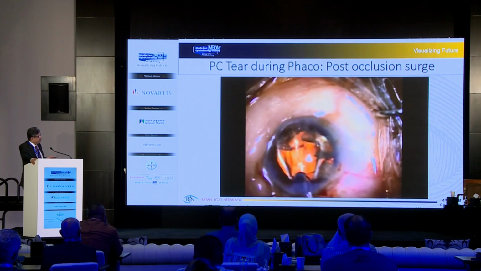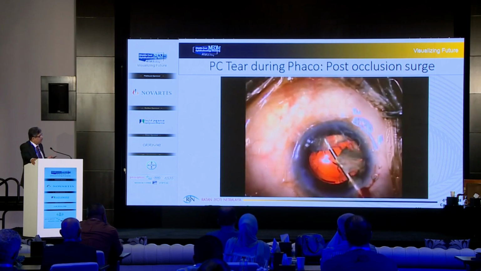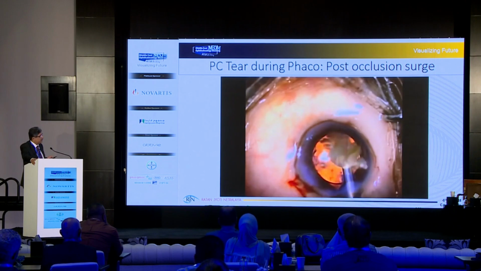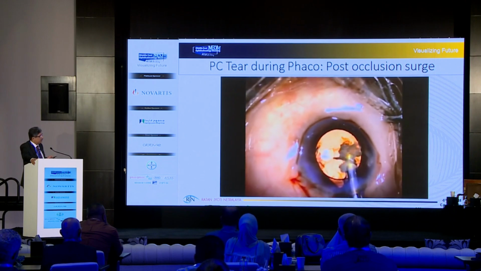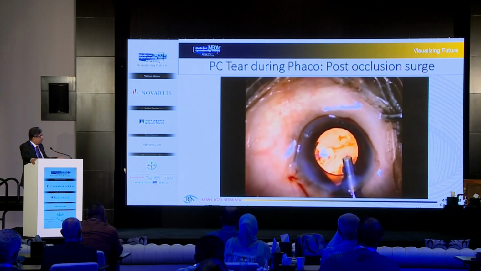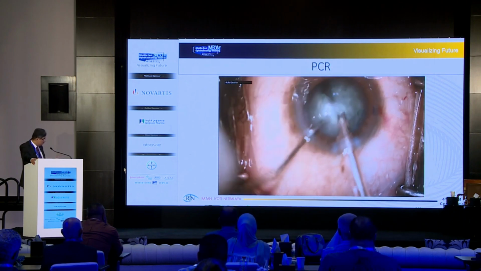Now what I do is, I fill the chamber with viscoelastic. I'm putting a 3-piece lens in the sulcus, and that will act like a scaffold. And this is the rent which... no, I'm sorry.